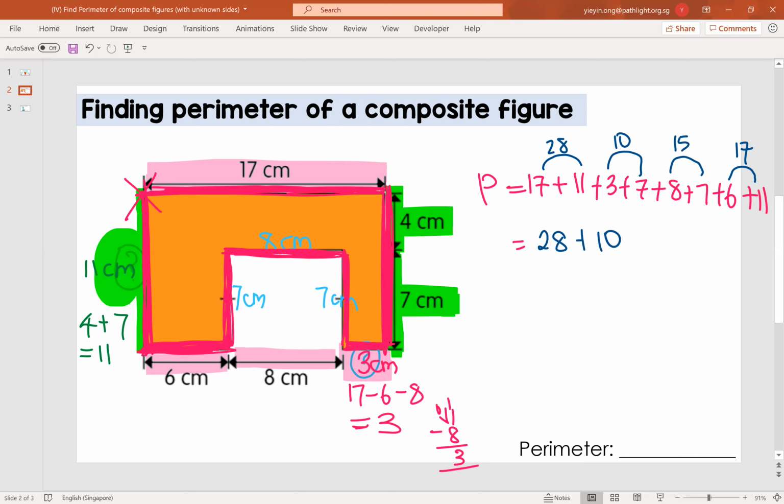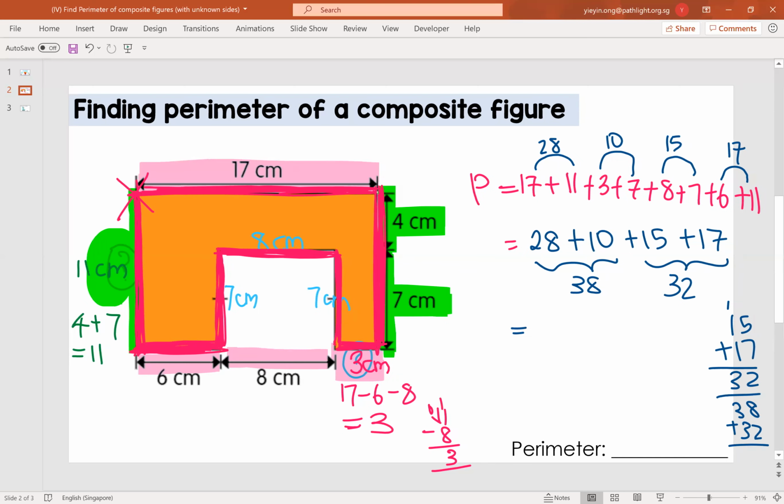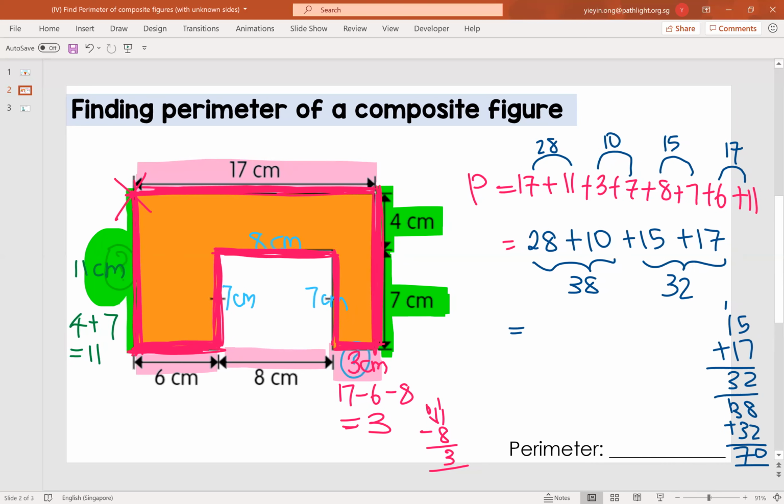28 plus 10 plus 15 plus 17. So again, I can group them. 28 plus 10 is 38. 15 plus 17, I can do my working, is 32. So 38 plus 32 would give me 70. So the perimeter of this composite figure is 70 centimeter.